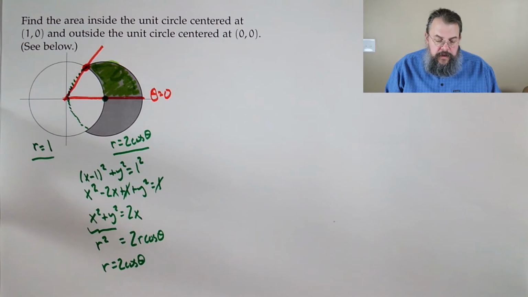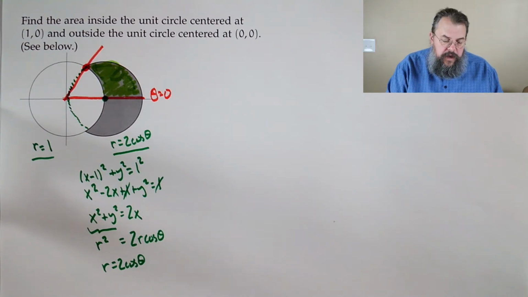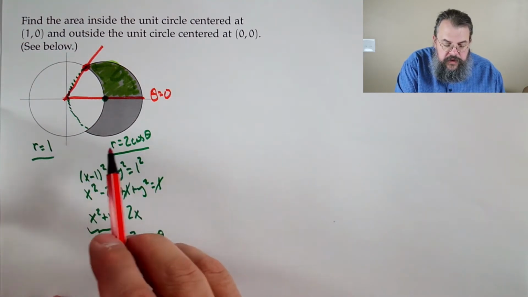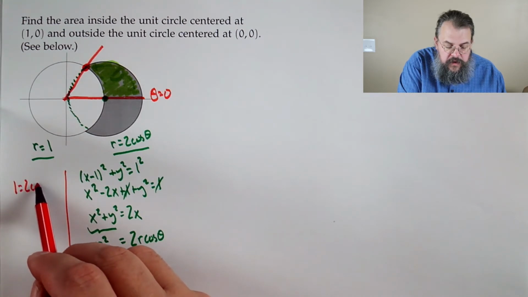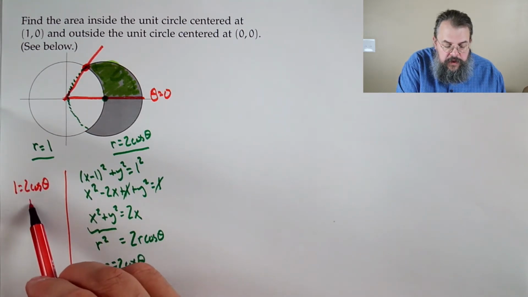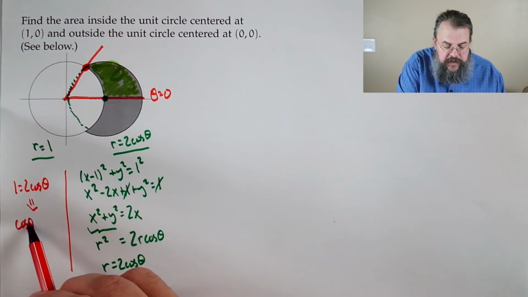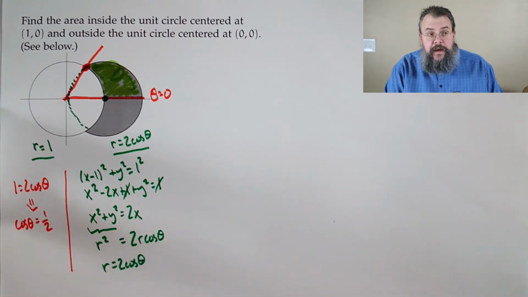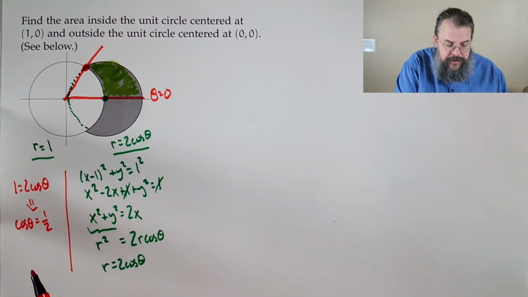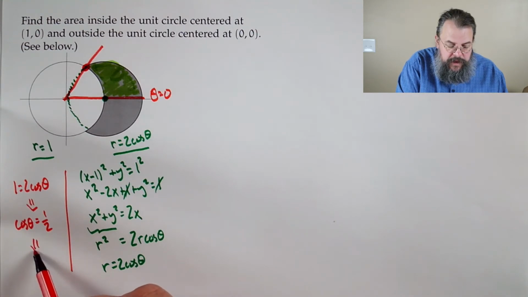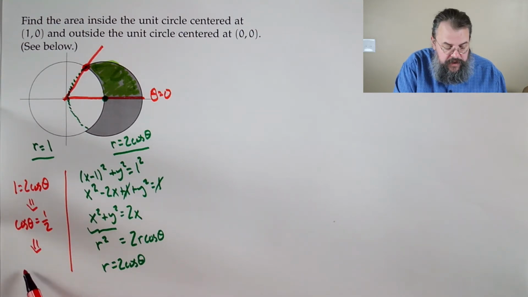Well, one way to find it is to think about where the curves intersect. That would happen when 1 equals 2 cosine theta, which is the same as saying cosine of theta is a half. And, well, of course, we all know our trig tables, right? When does cosine of theta equal a half? You might remember it as 60 degrees, but we're in calculus, so that's at pi thirds.